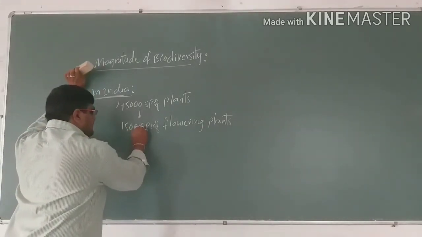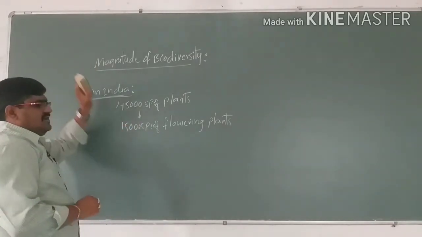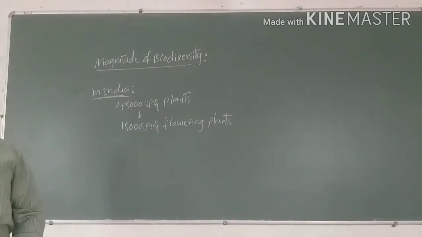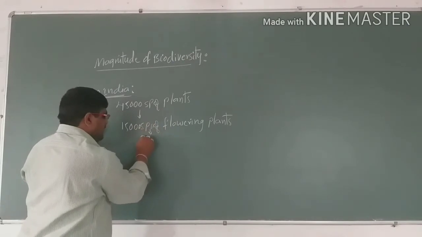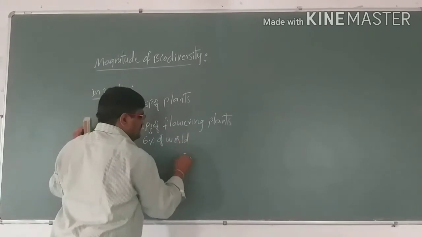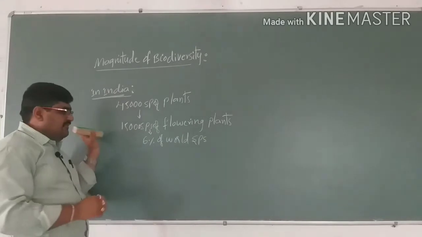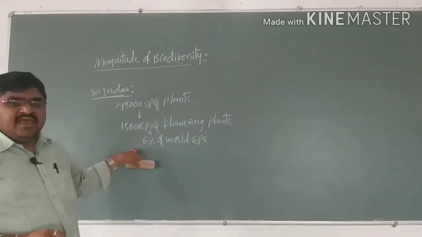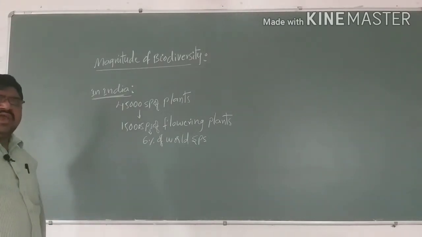These 15,000 species of flowering plants occupy about 6% of the world's species. So India has a large number of species present. Along with this, we also have animals.